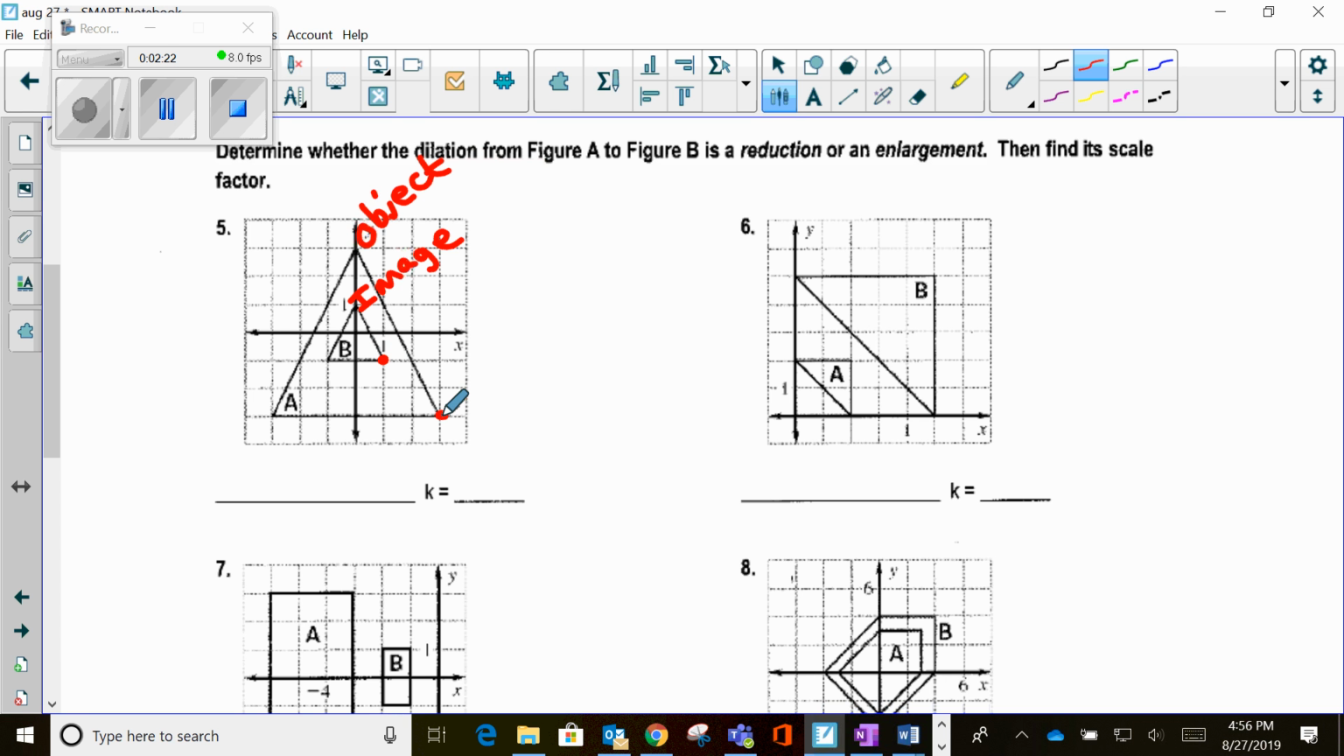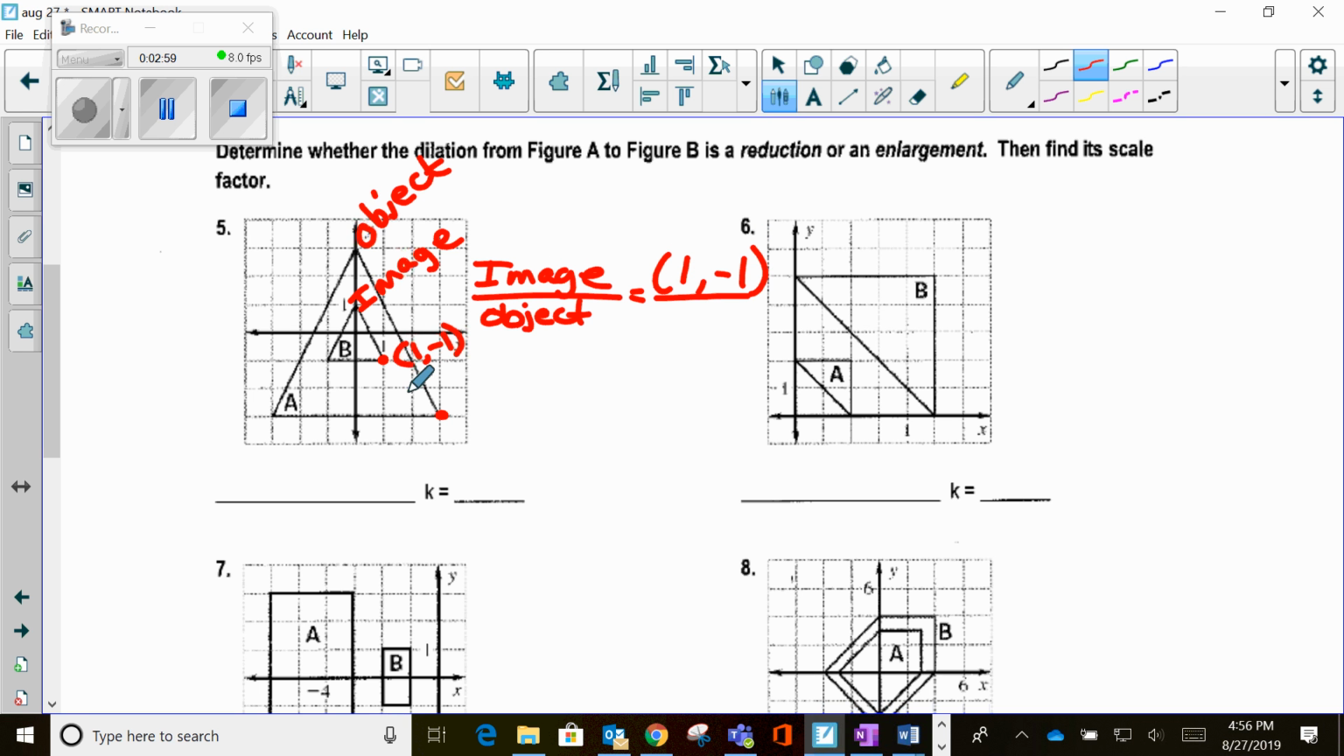as our comparing factors. When we are comparing, we always compare image divided by object. So I'm going to look at my image first and identify this coordinate point. When I'm identifying a coordinate point, I start at the origin, I'm moving to the right 1, which is a positive 1, down 1, which is a negative 1. So that coordinate is going to be 1, negative 1. I'm going to write that as a fraction for image, 1, negative 1.